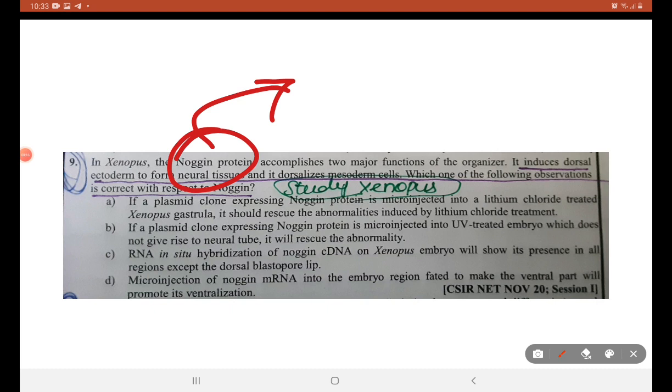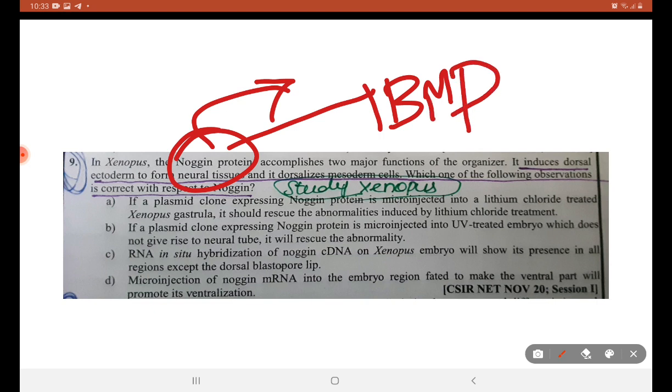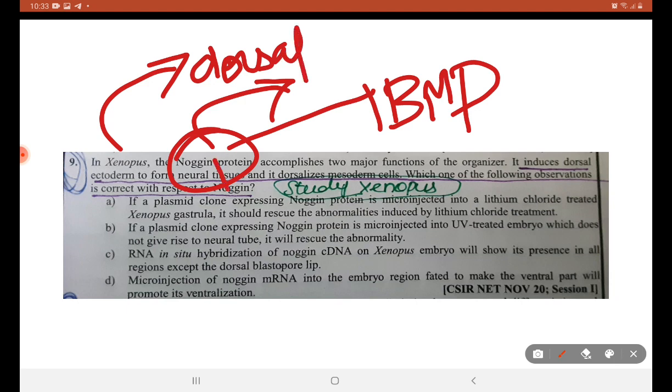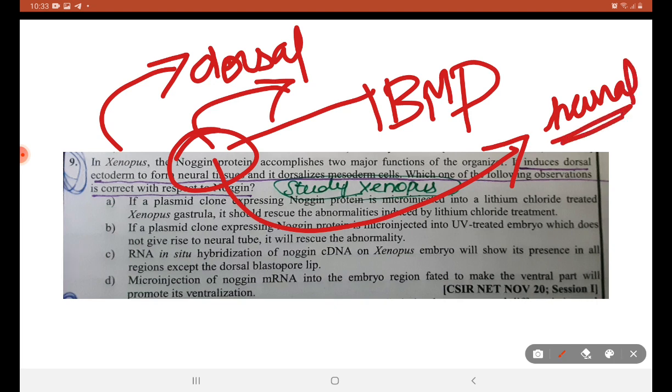Noggin is a secretory protein made by the sperm and organizer in Xenopus. Noggin is produced to inhibit BMP, bone morphogenetic protein, and it helps in dorsalization. It induces neural cells to form, otherwise everything will become ventral.